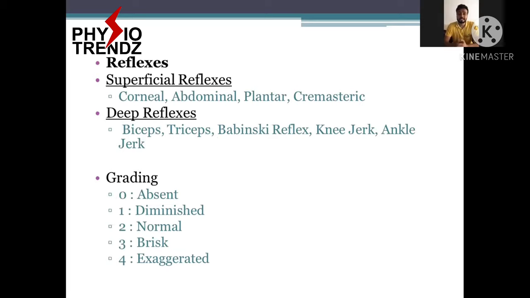Next portion is reflexes. Reflexes can be superficial as well as deep reflexes. Again, as I told you, reflexes also can be taken whenever we feel that there is any neural involvement in the patient. Superficial reflexes are the corneal reflex, taken near the eyes, then abdominal reflex, plantar reflex, and cremasteric reflex. Deep reflexes include biceps, triceps, Babinski reflex, knee jerk, ankle jerk, and sometimes brachioradialis reflex. Gradings of the reflexes are as follows: 0 means absent, 1 is diminished, 2 is normal, 3 is brisk, and 4 is exaggerated. According to this grading, we can determine whether the reflexes are normal or not.